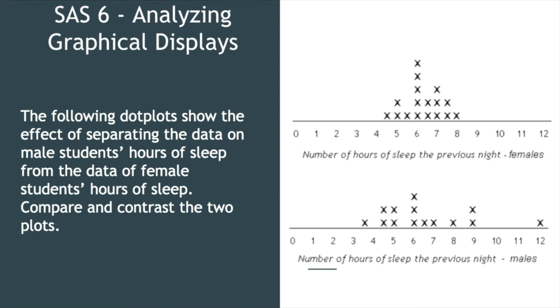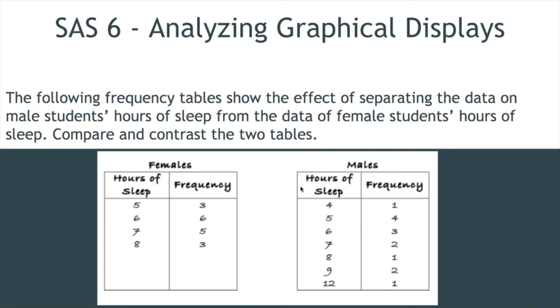So this tells us really well the distribution of the values for either females or males. Notice that the females are all bunched between 4.5 and 8, and it looks fairly well symmetrical. But the males is between 3.5 and 12, and it's nowhere near as symmetrical as the females. So that's actually pretty good if you're going to separate it. The following frequency table shows the effect of separating the data of male students' hours of sleep from the female students. This frequency table also does a good job of showing how the females' hours are bunched together and how the males are not.